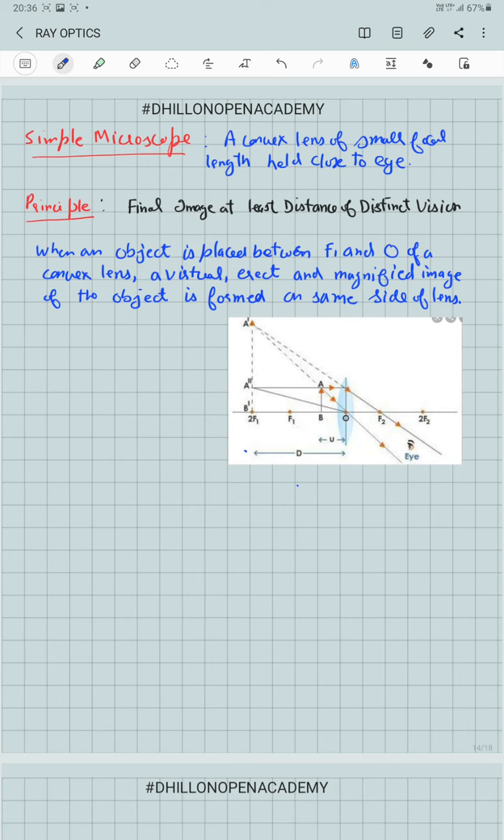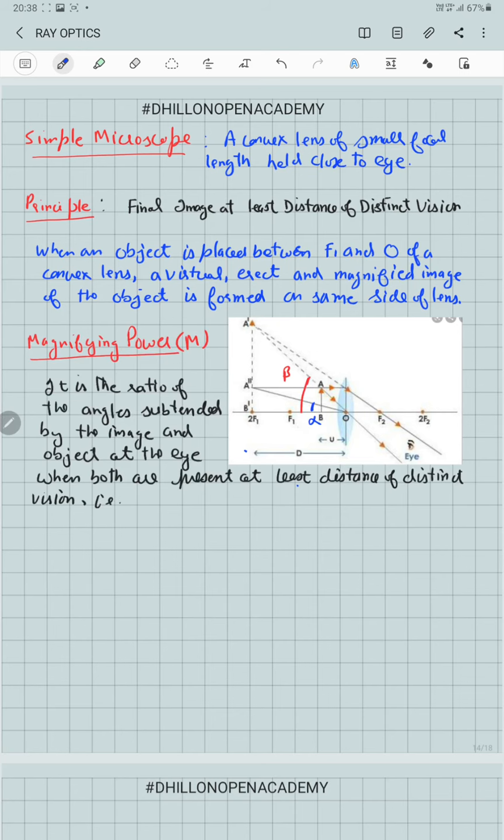So if an object is placed in between the first principal focus and the optical center of a lens, a virtual, erect and magnified image of the object is formed on the same side of the lens. By adjusting the distance of the object from the optical center, the final image can be formed at the least distance of distinct vision. We can define its magnifying power as the ratio of the angle subtended by the image and the object at the eye when both are present at the least distance of distinct vision.